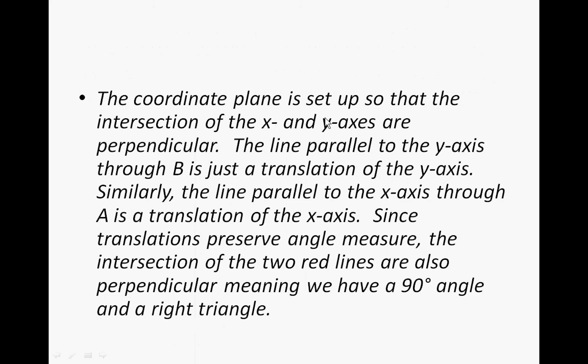Well, the coordinate plane is set up so that the intersection of the x and y axis are perpendicular. The line parallel to the y-axis through B is just a translation of the y-axis. Similarly, the line parallel to the x-axis through A is just a translation of the x-axis. Since translations preserve angle measurement, the intersection of the two red lines are also perpendicular, meaning that we have a 90-degree angle and a right triangle.